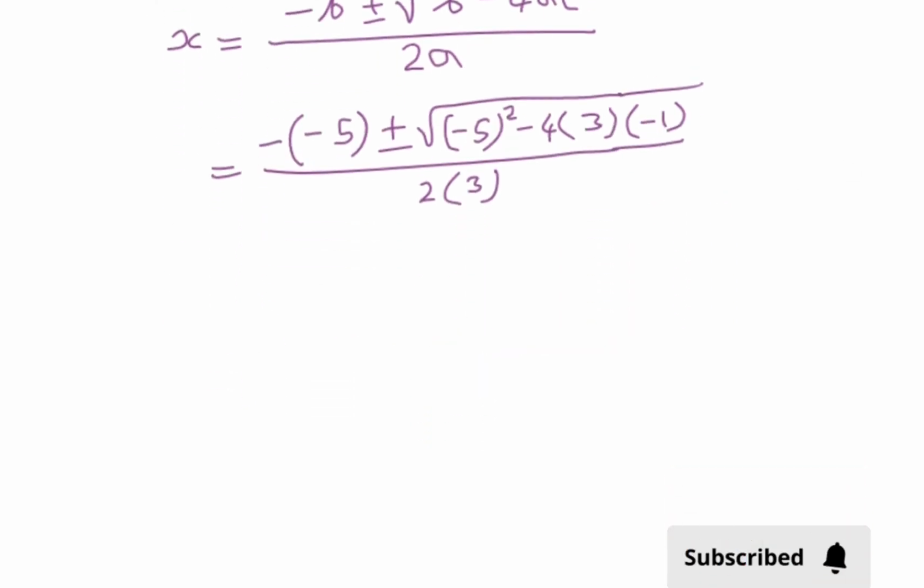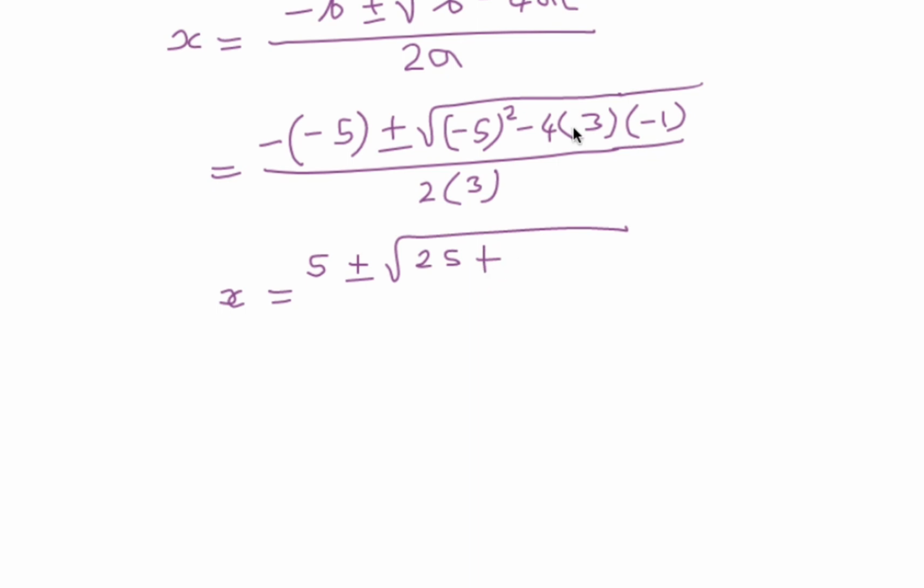Okay, now we can calculate. So this is minus (minus 5) plus minus, and here this is 5 square 25, minus multiplied with minus becomes plus, and 4 times 3 is 12, 12 times 1 is 12, and 2 times 3 is 6. So our answer is x equals 5 plus or minus square root of 25 plus 12, 37, upon 6.